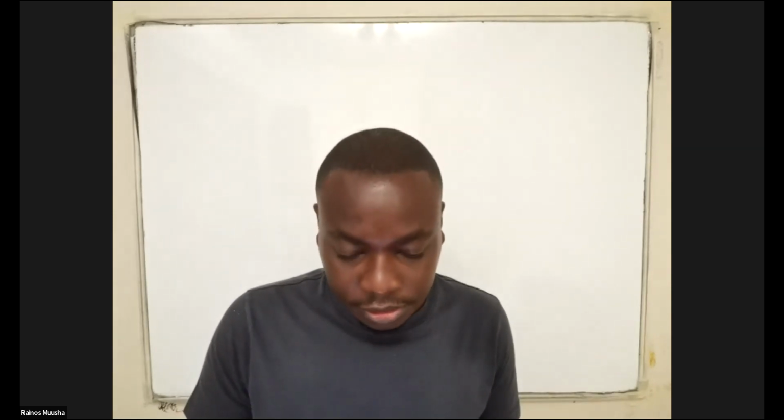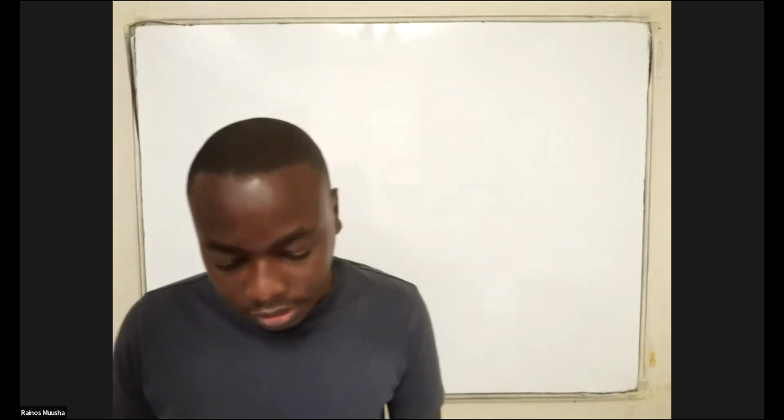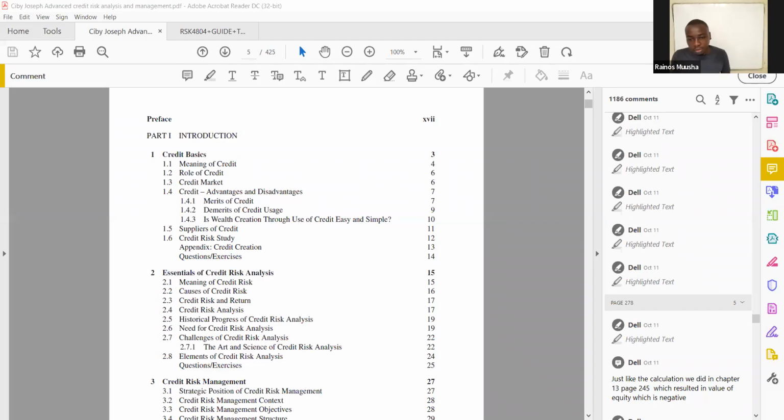So we are going to be looking at credit risk management. For RSK4804, when you look at credit risk management, there are about 22 chapters that we need to make sure we cover. And usually there's about 2 assignments. I'm still to get the tutorial later, but usually there's about 2 assignments that you also need to cover as well. And we are going to go through those 2 assignments together in class.